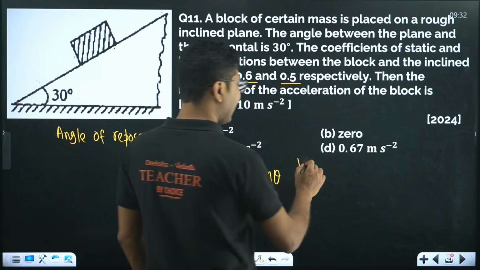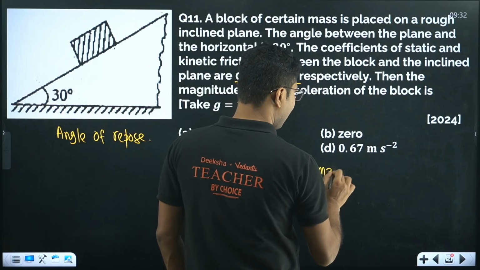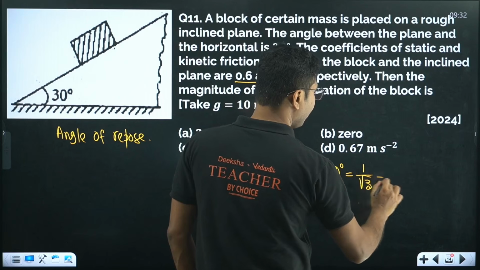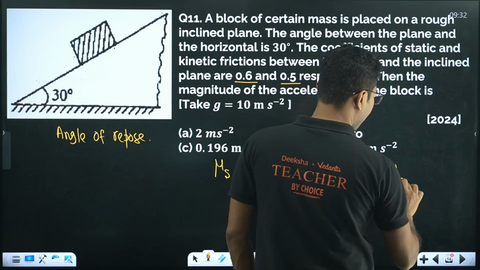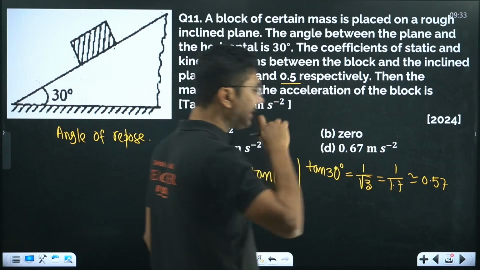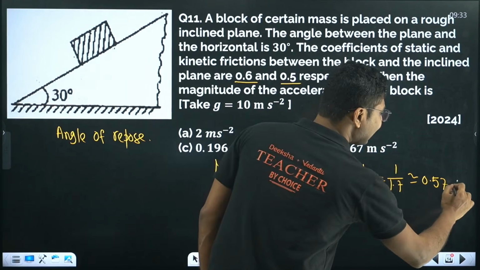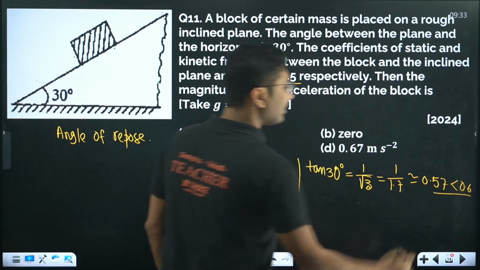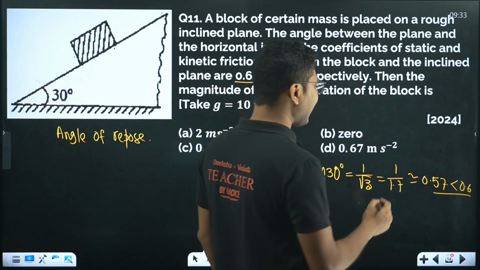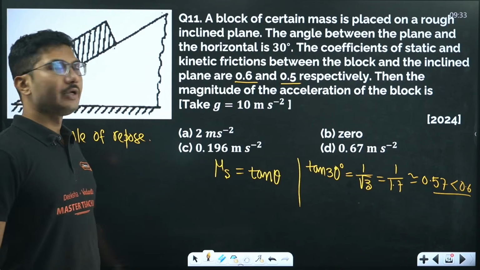So what is tan theta? Here theta is given as 30 degrees. So tan 30 is 1 by root 3. 1 by root 3 means 1 by 1.7, which will turn out to be 0.57. So the tan 30 value is less than the static friction. In that case, the object will not move at all.